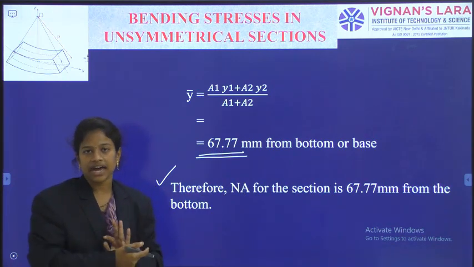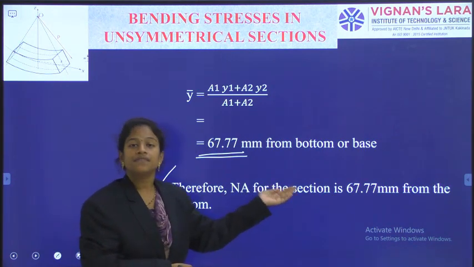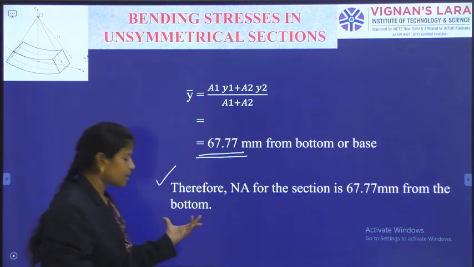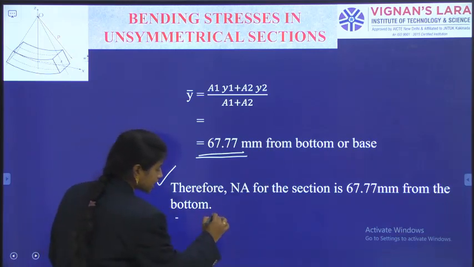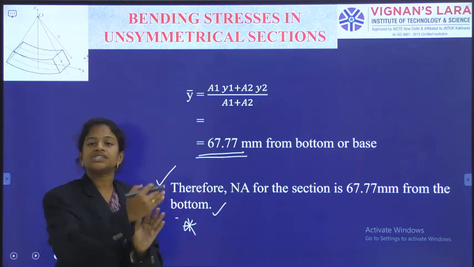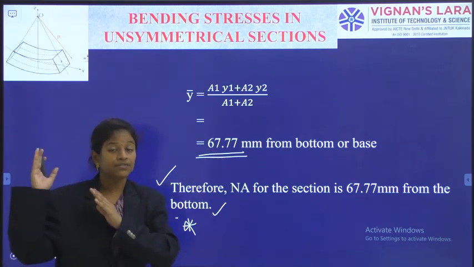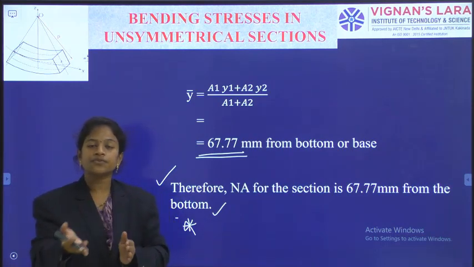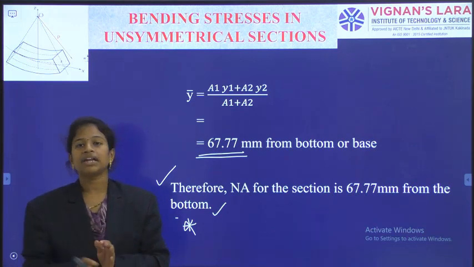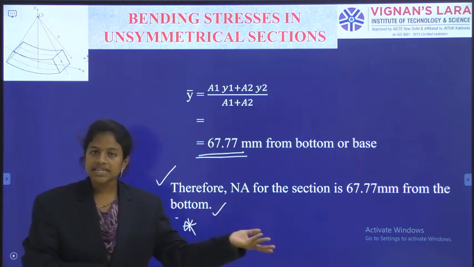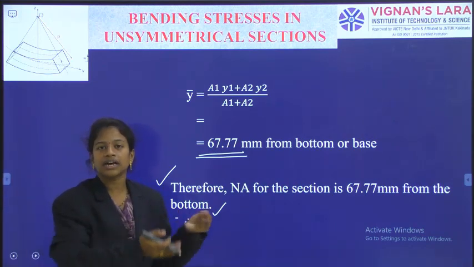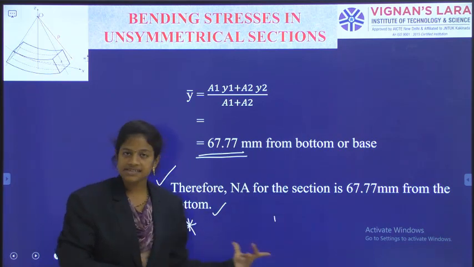So in a sentence I write: therefore the neutral axis for the T section is at 67.77 mm from the bottom. This is the location. It is very important, not only the value, but that the value is measured from where. Like when we do shear force and bending moment diagrams, the shear force is 0 at some point, and from which position, or the point of contraflexure, where is it located, from which reference? That reference or location we have to give. So this statement is important.